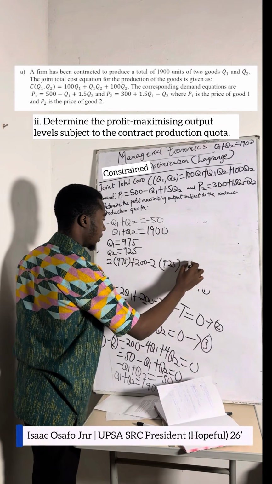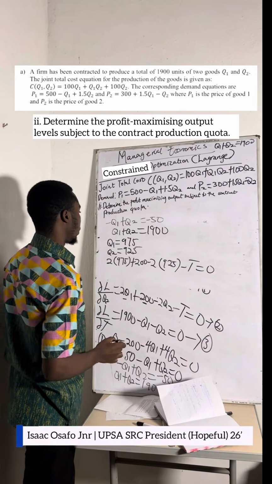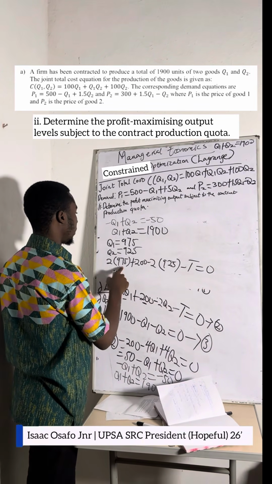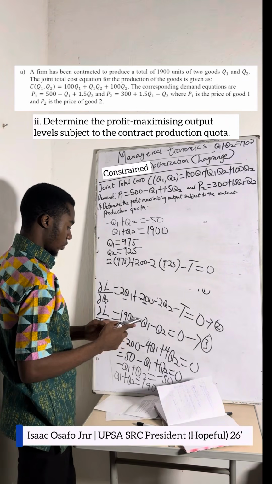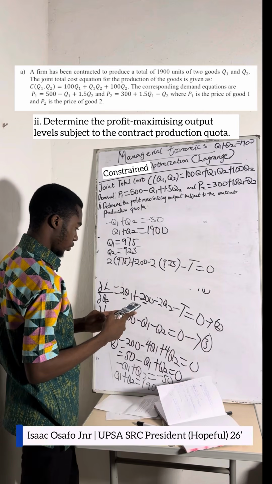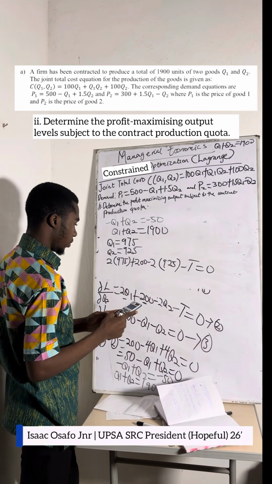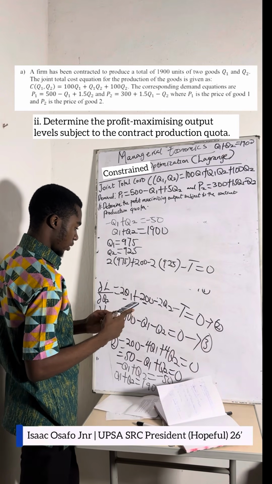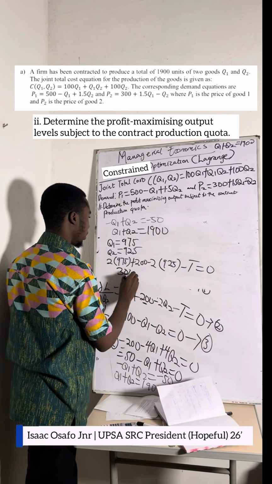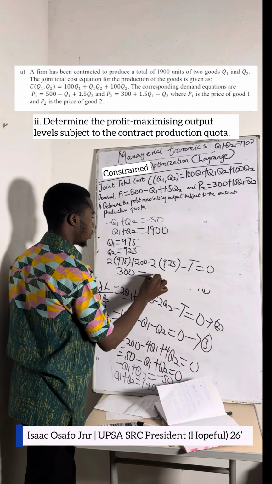Then minus lambda is equal to 0. So if you punch all this, 2 times 975 plus 200 minus 2 into brackets 925, that should give us 300. You get it? 300. Then we can equate it to lambda.